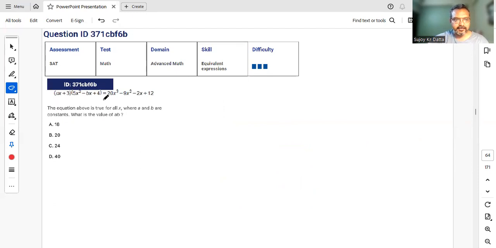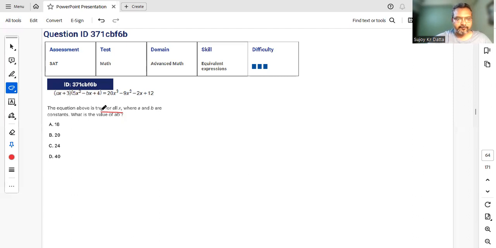Yes, so it says that this equals this, and this is true for all x, which means what? That these two sides are going to be identical. It's not about solving for x anymore. It's basically saying that if you factorize the right-hand side, you will get what is there on the left.